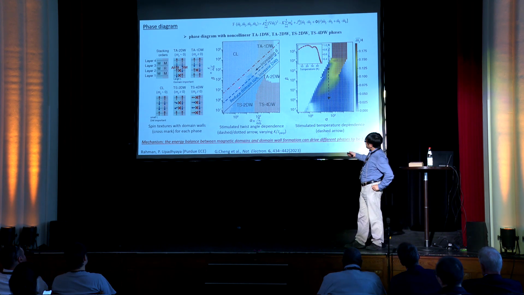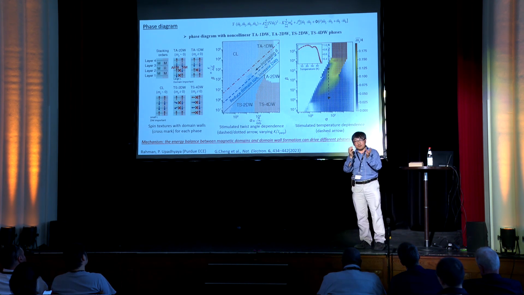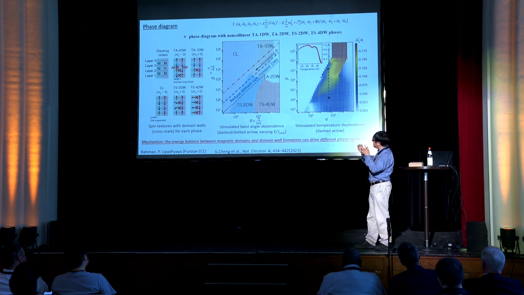When you change the twist angle, at a very small twist angle the Moiré periodicity is very large, so the domain size is very large and the domain wins. But when you increase the twist angle, the domain shrinks and the domain wall becomes important. So there's competition between domain and domain wall energy, which favors different types of non-collinear phases, or simply collinear phases if you don't want any.